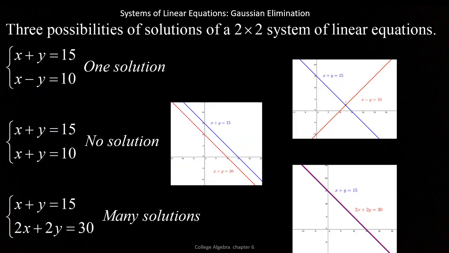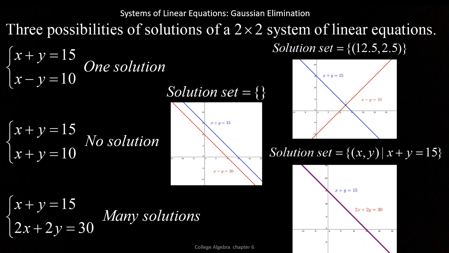All right, so here are the 3 examples that I just talked about. 3 different examples with different solutions. First one has 1, this one has none, this one has many, right? And the geometric interpretation of that, and the way we represent the solutions.